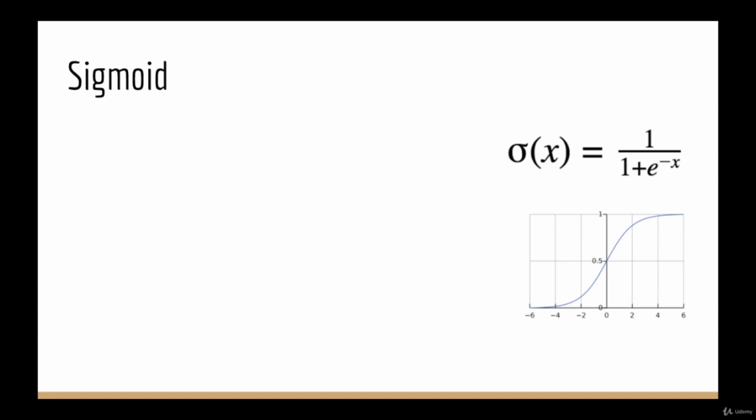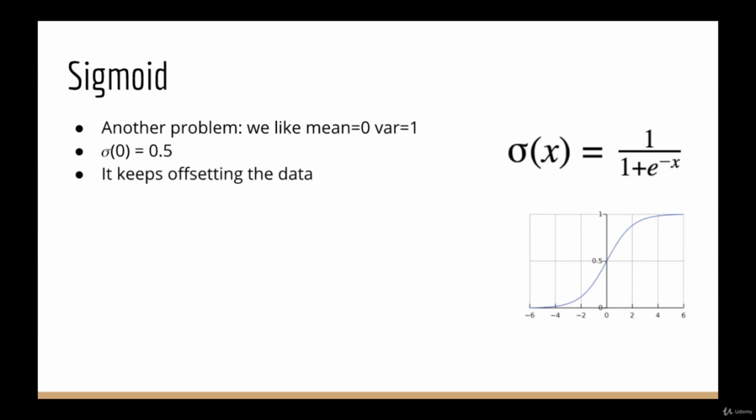But there is another problem with the sigmoid. Recall that we like to normalize our data before putting it into machine learning algorithms. That means mean 0 and variance 1. Having the data in a small range helps us with the previous problem where if the inputs get too large, the derivative goes to 0. But what happens when the input to sigmoid is 0? Well, we actually get 0.5. So the sigmoid basically keeps offsetting the data. Even if your input is perfectly standardized to have 0 mean, after it goes through the sigmoid, it's going to be at 0.5.